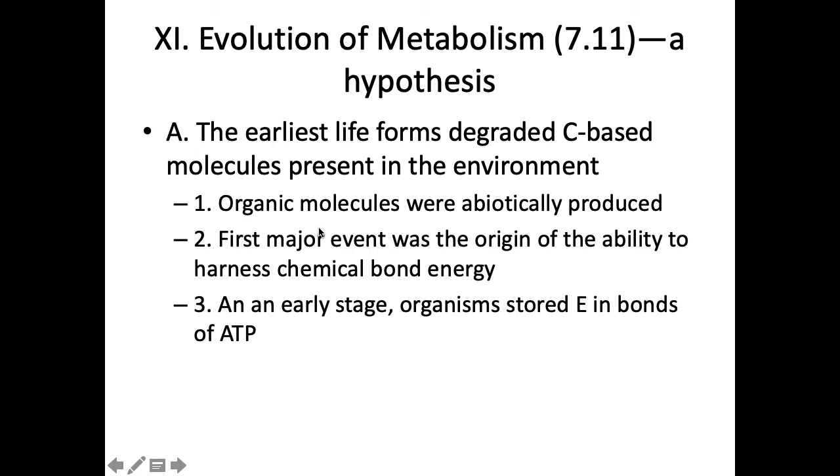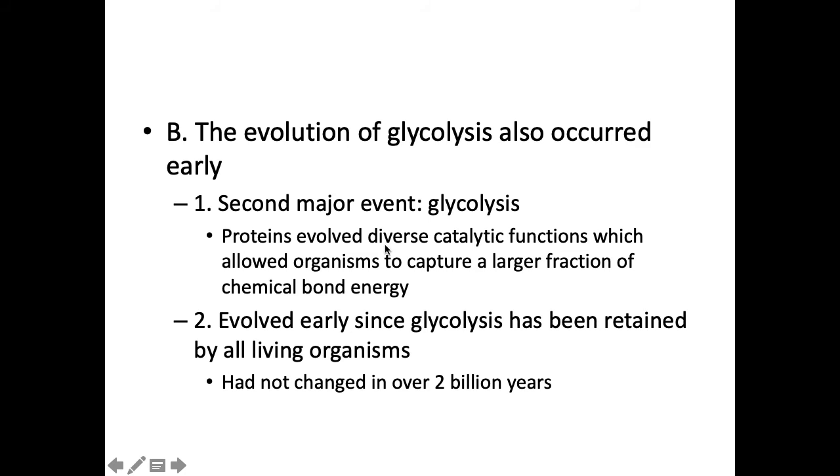So let me go back. Okay, so the first major event, here it is. The origin of the ability to harness chemical energy. So that's the first major event for the evolution of metabolism. The second is glycolysis, how proteins were able to jump in and help produce energy. And we think this has evolved early since glycolysis has been retained in all living organisms. All living organisms do glycolysis. It hasn't changed in over 2 billion years.